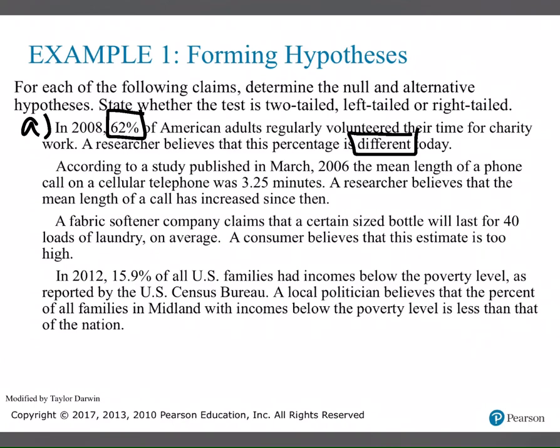So you're always going to have a null and an alternative. Then you're going to have what the parameter is. So 62% is a proportion. So it's going to be p. And the null, the first one, H sub 0, is always equal to whatever, in this case, our 62%. The alternative, we're not going to change the 62%. The 62% is going to stay. The only thing that changes is the inequality sign.